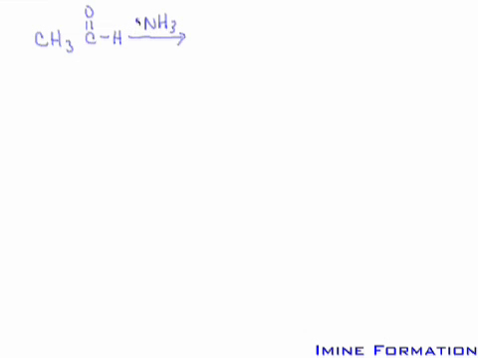I am required to use a very narrow pH window. For ammonia, that window's around pH 3 to 4. For other amines, it'll be around pH 4 to 5. We're going to talk about that in a second. Now, if I do this, I will produce an imine.